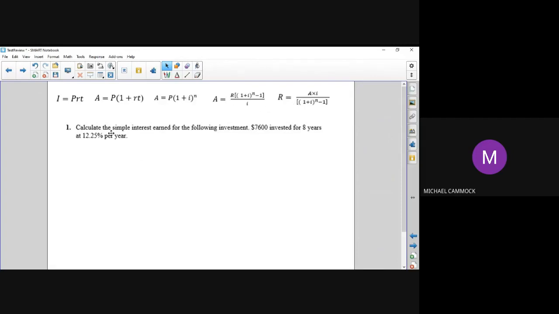Look at the question: calculate simple interest earned for the following investment, $7,600 invested for 8 years at 12.25% per year. Which one of these do you think would best work out the answer for this one? Is it the first one, the second one, the third one, the fourth one? Which one of them do you think would be the best one for this one? I'm waiting to hear from you.